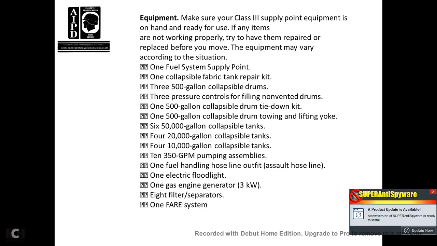1 fuel system supply point, 1 collapsible fabric tank repair kit, 3 500-gallon collapsible drums, 3 pressure controls for filling the non-vented drums, 1 500-gallon collapsible drum tie-down kit, 1 500-gallon collapsible drum towing lifting yoke, 6 50,000-gallon collapsible tanks, 4 20,000-gallon collapsible tanks, 4 10,000-gallon collapsible tanks, 10 350-gallon-per-minute pump assemblies, 1 fuel handling hose line outfit, assault hose line, 1 electrical floodlight, 1 gas engine generator, 3 kilowatts, 8 filter separators, 1 fire system.